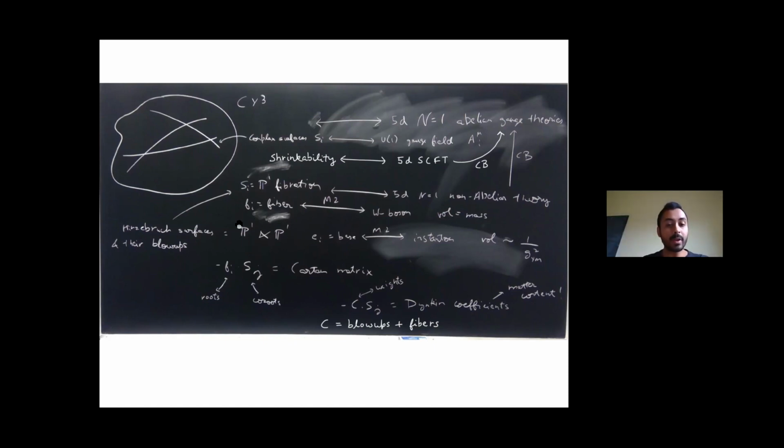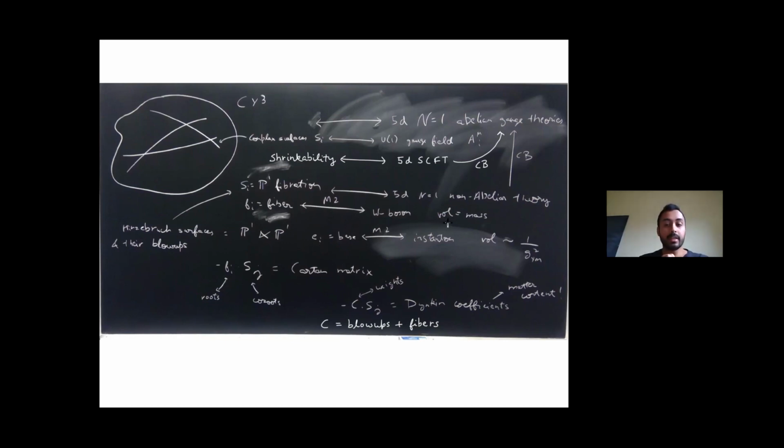Now, let me call this base P1 as E_i from now on. And if you wrap an M2 brane on this, you obtain an instanton for the non-abelian gauge theory, whose volume can be identified as 1 over g_YM squared. So if you want to decouple your gauge group, you want to decompactify the base.